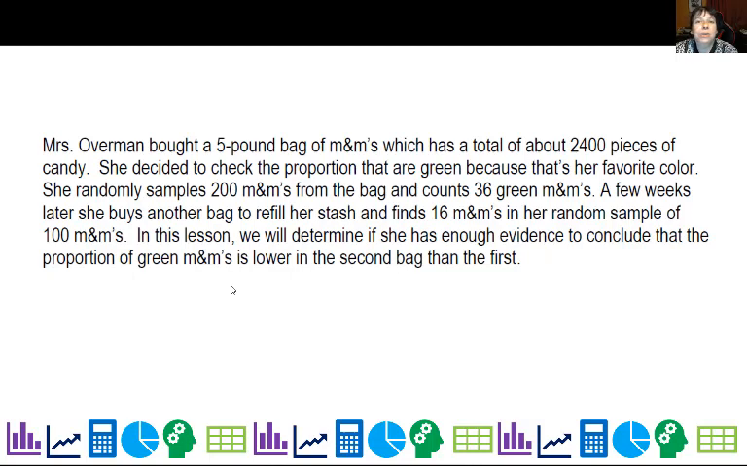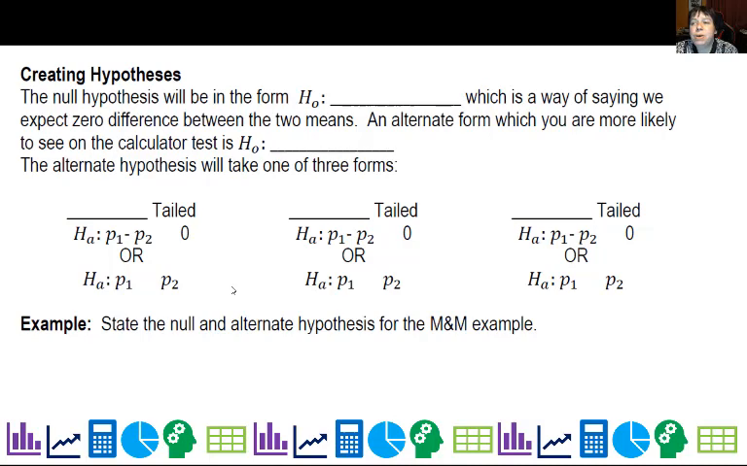So we're going to learn how we can determine if there's enough evidence that there's a difference in proportion in the two bags, that the second bag is lower in proportion for green M&Ms than the first bag. And I can actually also do confidence intervals to estimate what the difference is between the two bags. So first of all, we're going to start with our null hypothesis.